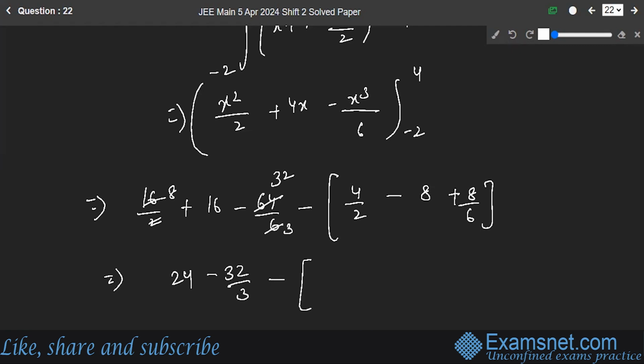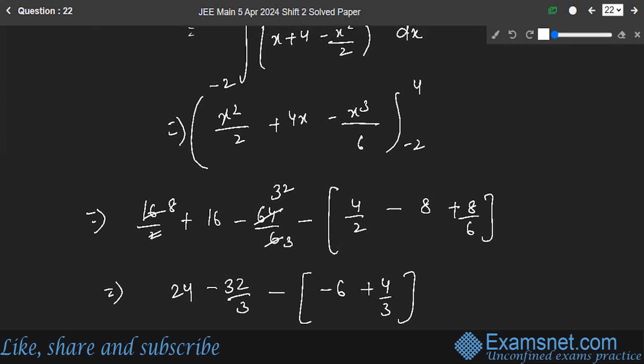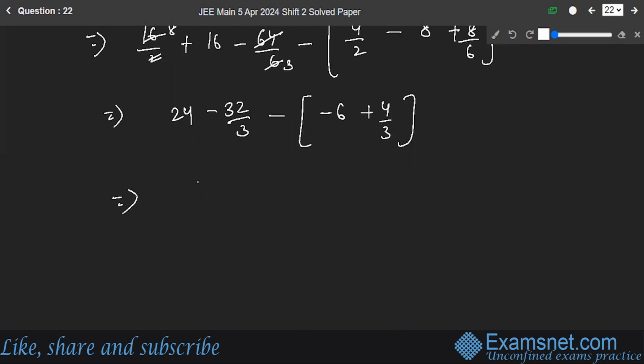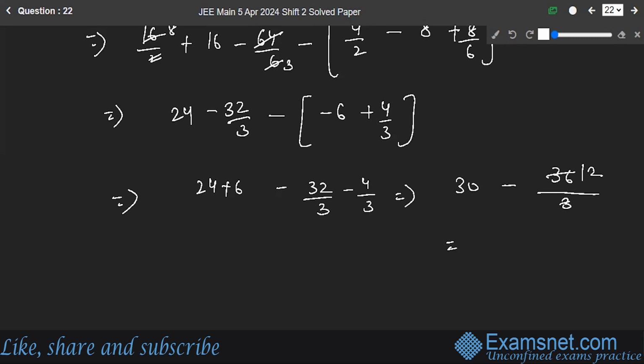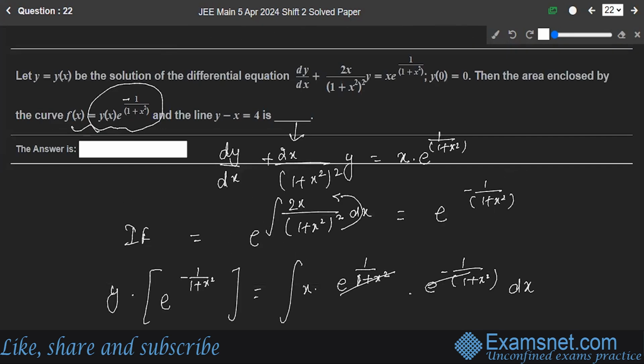So minus 32 upon 3 minus 2 minus 6 plus 4 upon 3, or this will give me 24 plus 6 minus 32 by 3 minus 4 upon 3, which is equal to 30 minus this will be 36 upon 3, or this will give me 12. So 30 minus 12, this is going to give me 18. This is the answer to the question, 18. All right. 18 is the right answer to the question. Hope you got that. Let's move to the next question.